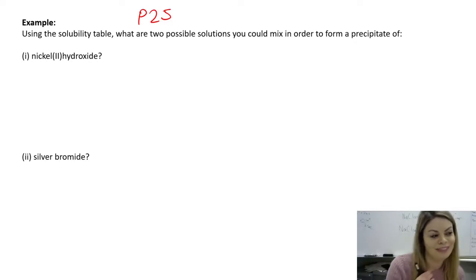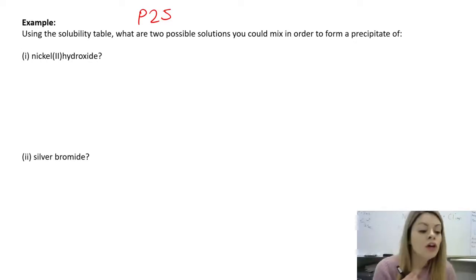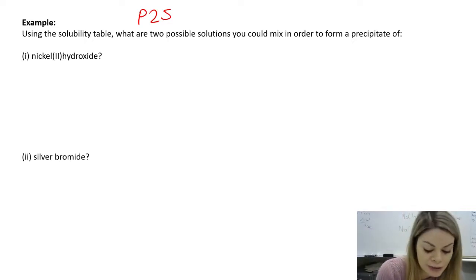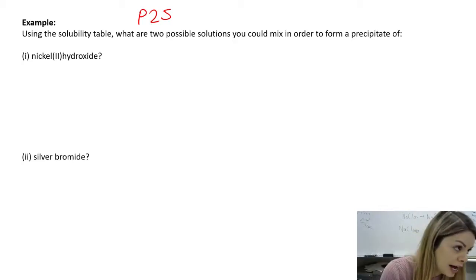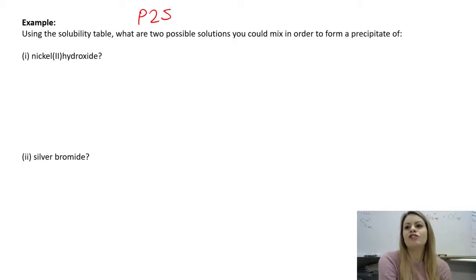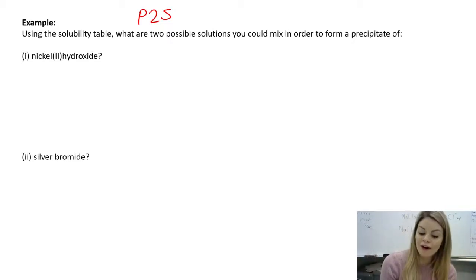Okay. Using the solubility table, what are 2 possible solutions you could mix in order to form a precipitate of nickel 2 hydroxide? So we want to mix 2 things together. We want one of those things to have nickel in it, and we want the other thing to have hydroxide, so that when we mix them together in the solution, the nickel can find the hydroxide. All right?